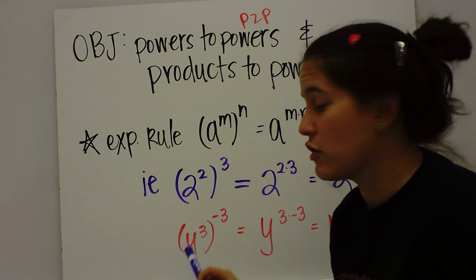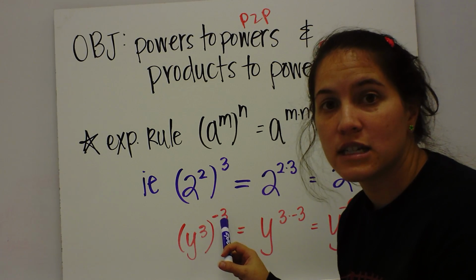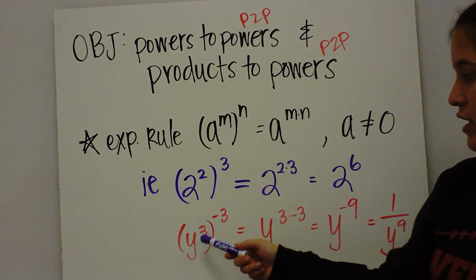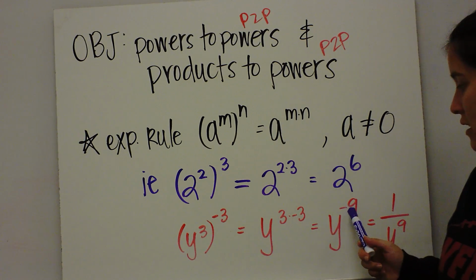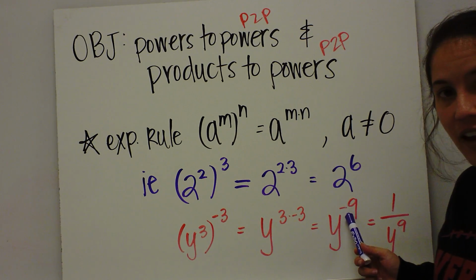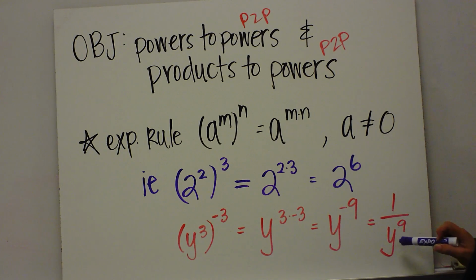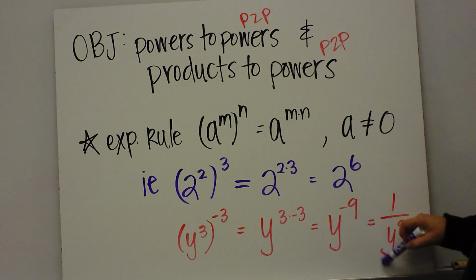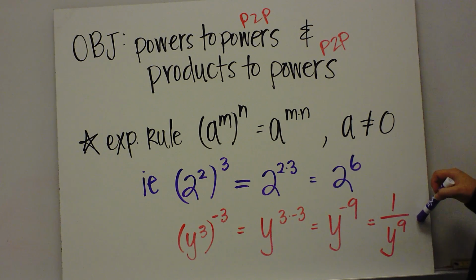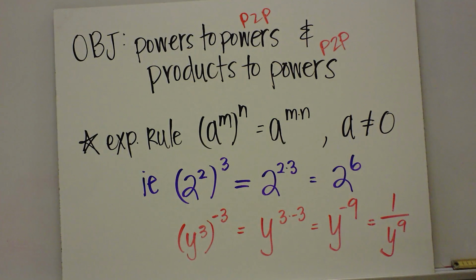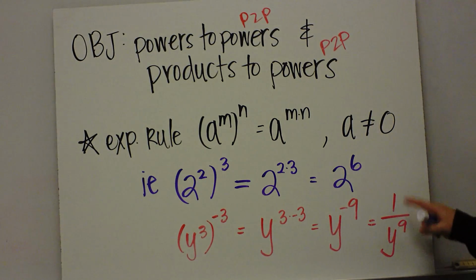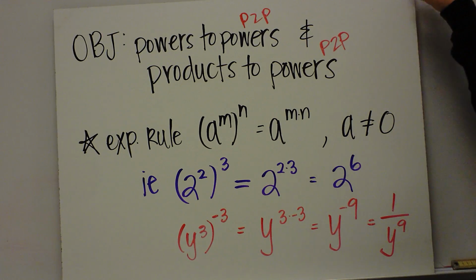And here's one with variables. You have y to the third raised to the negative third power. You multiply your exponents. 3 times negative 3 is negative 9. But we can't have a negative exponent, so we move it to the bottom. And we get 1 over y to the 9th. Can y'all see that? Let me make sure you can see that.